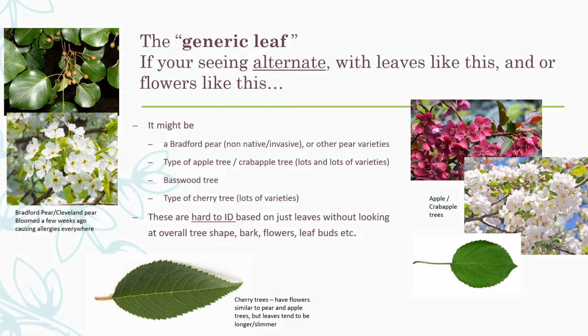We don't like them. Another kind that it could be is a type of apple or crabapple tree. These are the images to the right of this slide. They come in lots and lots of varieties, different kinds of flower shapes, different kinds of flower colors, but they tend to have a short, normal looking leaf with teeth on the edge. And then you could also be finding a cherry tree, which again comes in lots of varieties. They have similar flowers to the crabapple trees, but their leaves tend to be longer and skinnier.